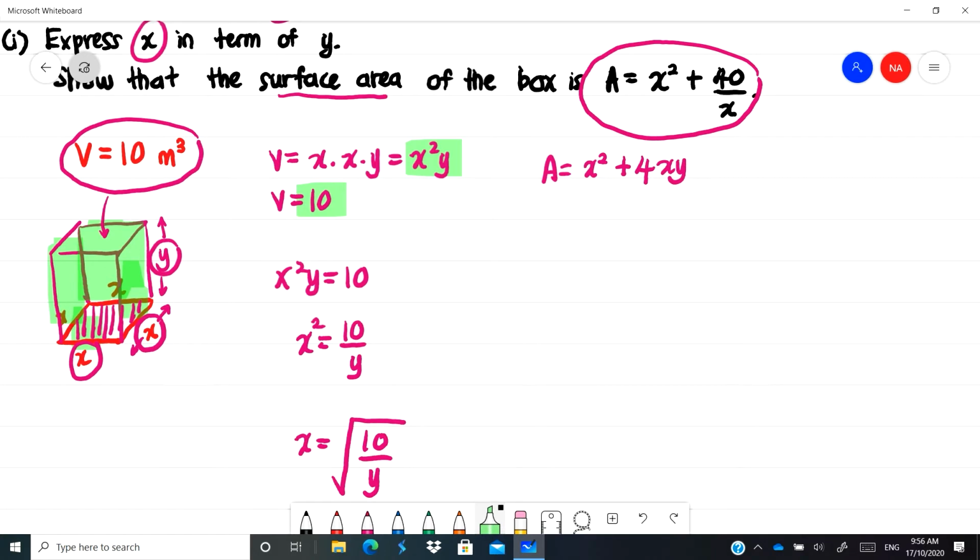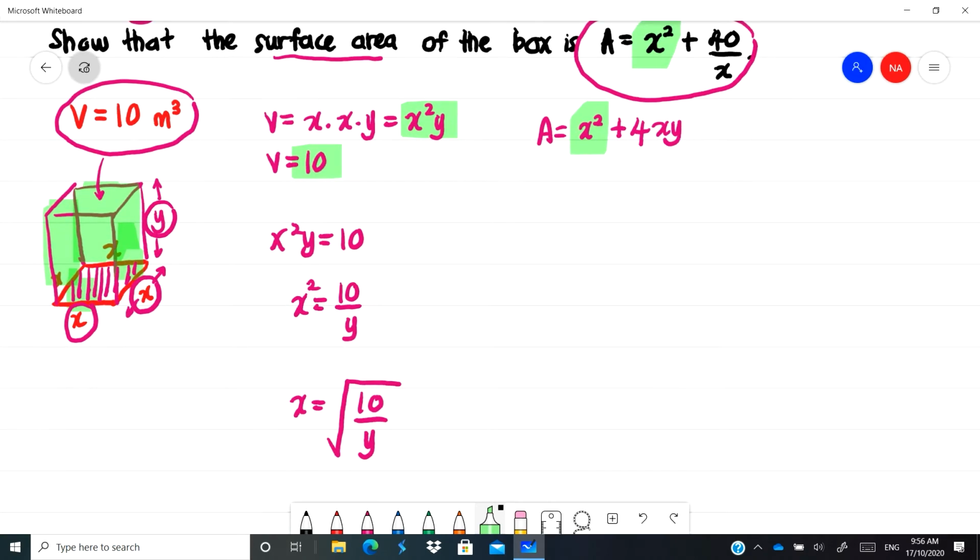Please compare to the formula given. We already have x squared, but for this 4xy, we want to write it in terms of 40 over x. So how do we show that? To do that, we have to make use of the formula given by this.